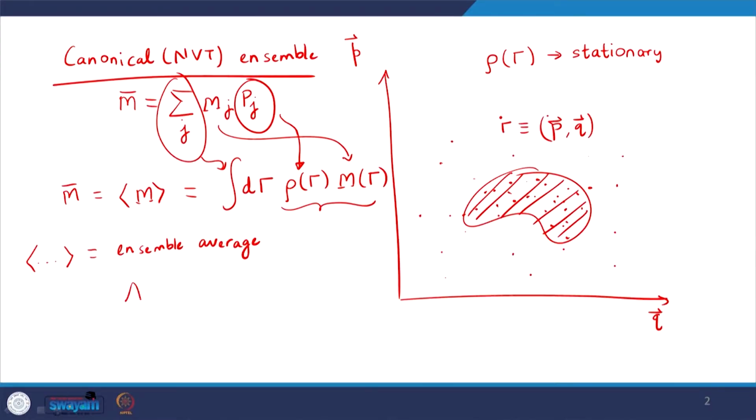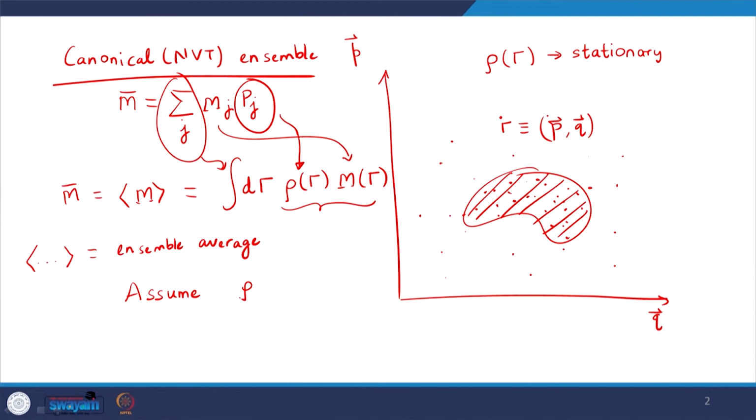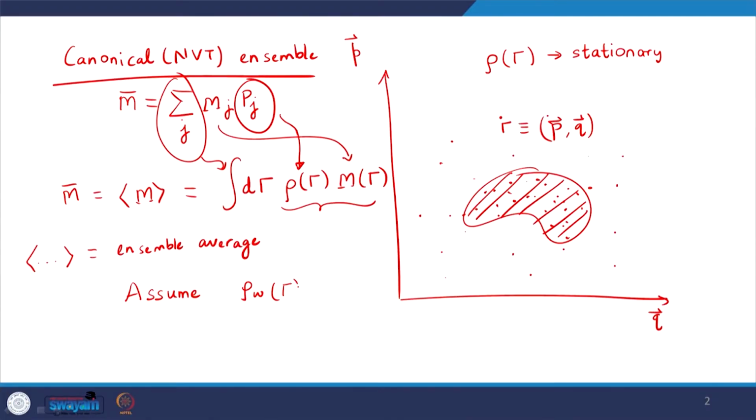So, that is the reason why we need to have some sort of importance sampling. The basic idea in importance sampling is the following. We assume some weighting function, and let us say I call the weighting function rho_w. This need not be the same as the probability density that we have, but it can be any function of the phase space.